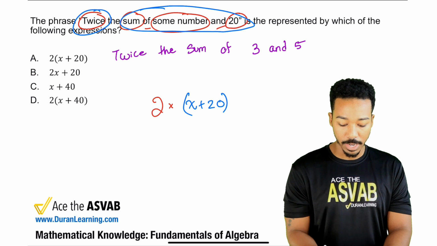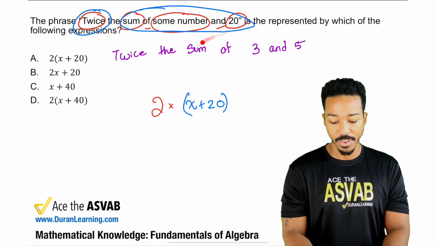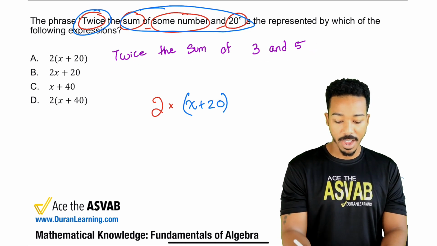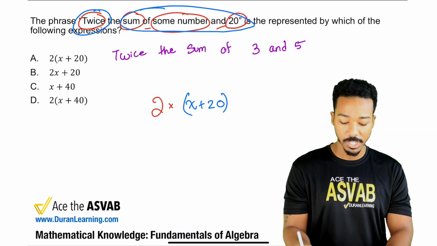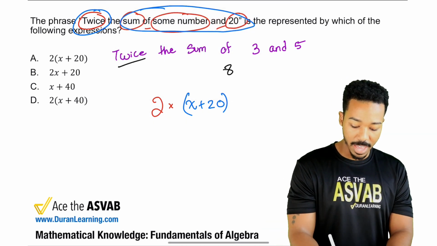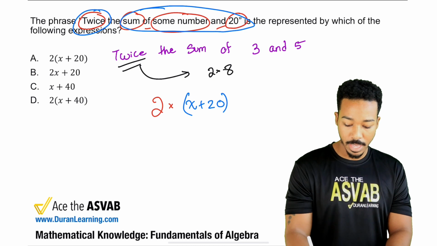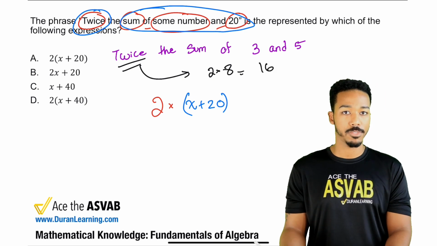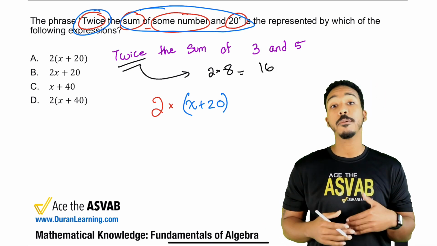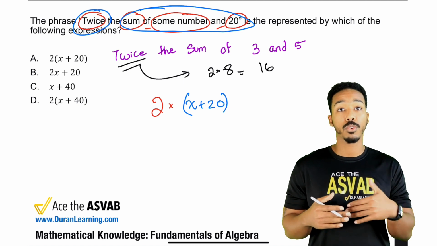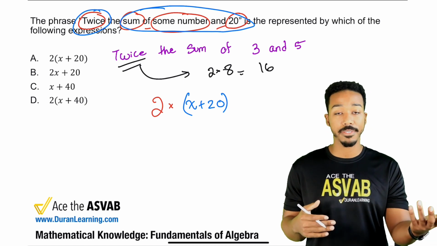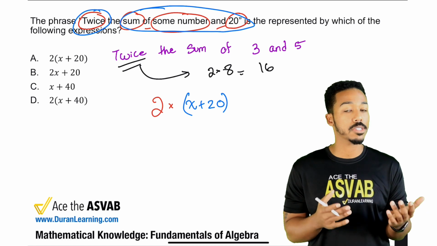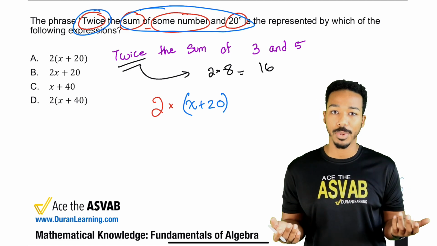So we're saying, hey, we're going to double whatever the sum of 3 and 5 is. The sum of 3 and 5, I think we all know, is 8, right? 3 plus 5 is 8. And then if we double that, that should give us 16. So the result here should be 16. Because if you're doubling the sum of 3 and 5, you need to take the sum of 3 and 5 first and then double it. Hence how we get 16.